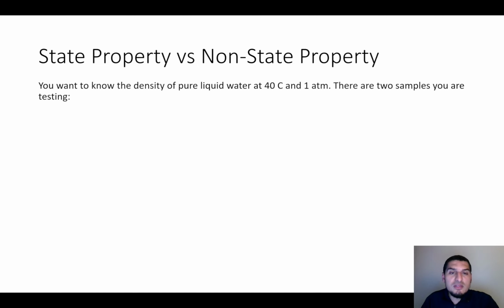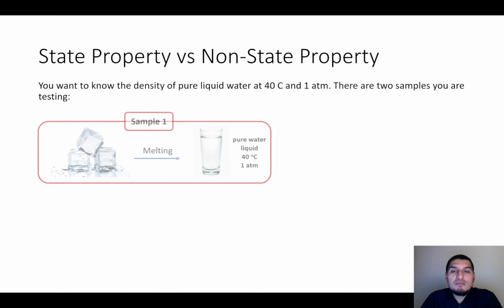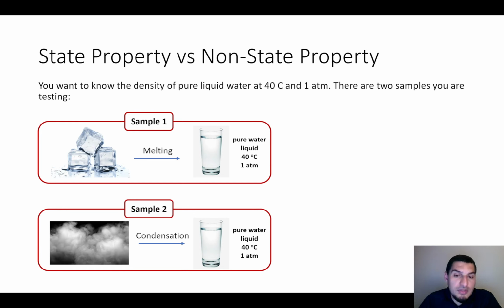To understand the difference between a state property and non-state property, let's take an example of pure water at 40 degrees Celsius and 1 atmosphere. Just water, nothing else. And I have two samples. One of them originally was ice. This ice melted, producing liquid water, and it was heated so that its temperature reaches 40 degrees Celsius. The second sample was originally water vapor that was condensed and cooled until its temperature became 40 degrees Celsius.